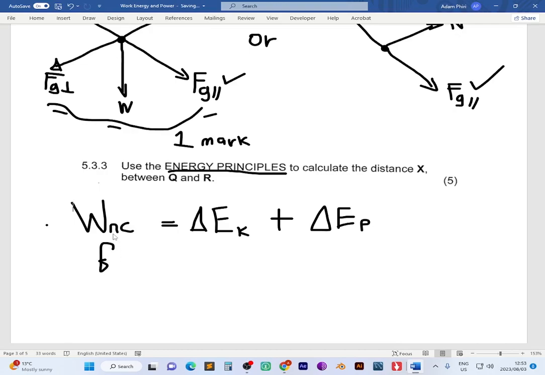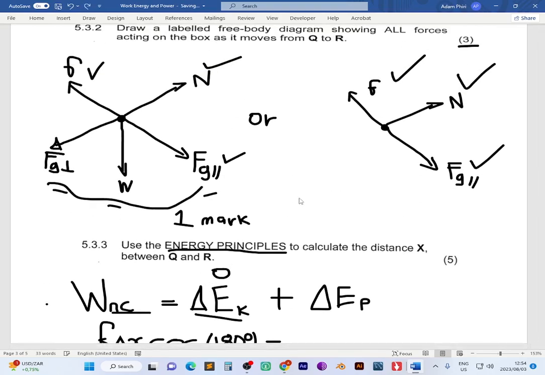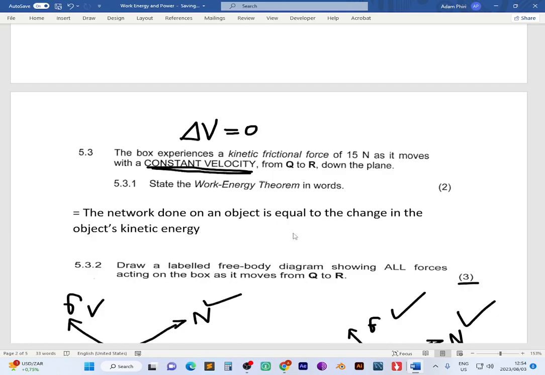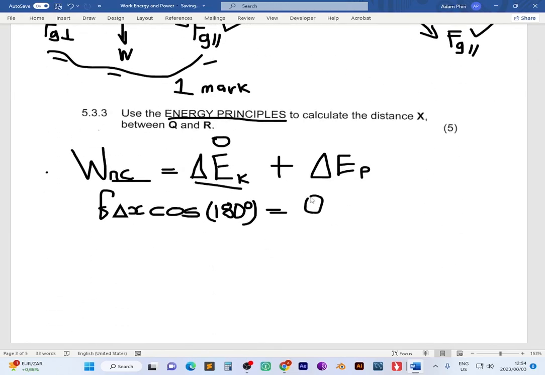The non-conservative force there is friction. So the work done by friction, remember that work is force times change in distance, and then multiply that by cos theta. So cos, because it's opposite, I think it's going to be 180 degrees. Remember, cos 180 degrees is -1. So that shows you that the work done by the force is in the opposite direction.